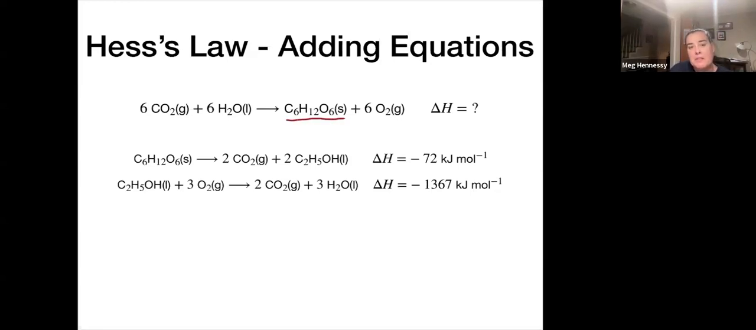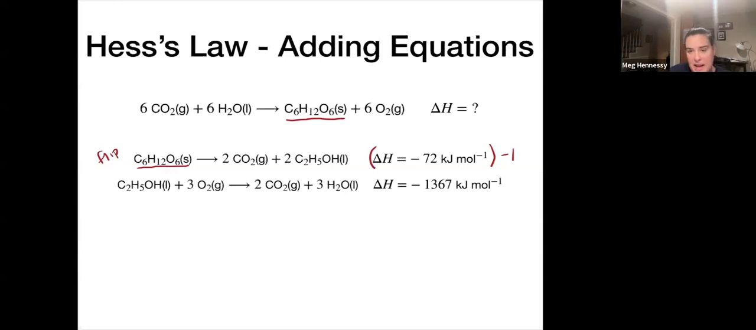And so I want glucose to be a product of my reaction. And if I want glucose to be a product of my reaction, I'm going to look at this first reaction and say to myself, well, it's backwards. And so I've got to flip it around. And when I flip it around, what's going to happen is I'm going to multiply delta H by -1.